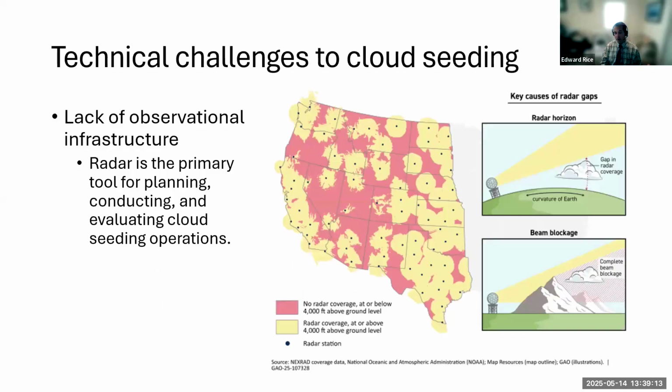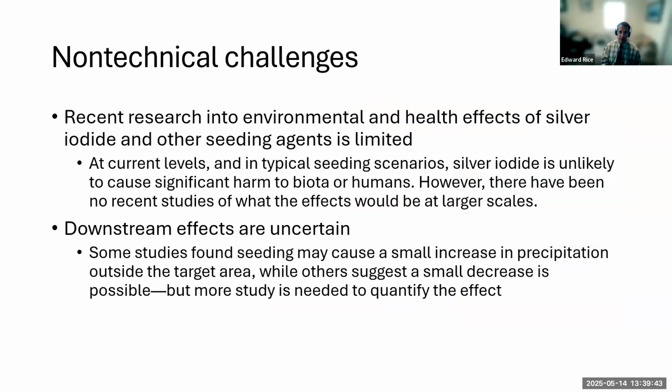And then the technical challenges. What you see here is a radar coverage map for the Western US, which is where most of the cloud seeding programs are. And as you can see, there are gaps where there is effectively no radar coverage at levels that would be good to have for cloud seeding operations. This is due to the curvature of the Earth in some cases, but mainly the beam blockage from terrain. And as I said, radar is the primary tool that's used. So this is a big challenge to cloud seeding.